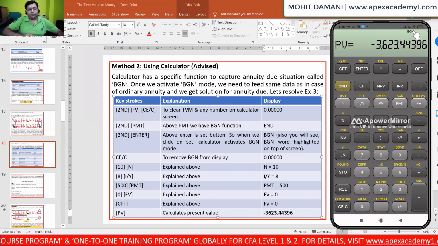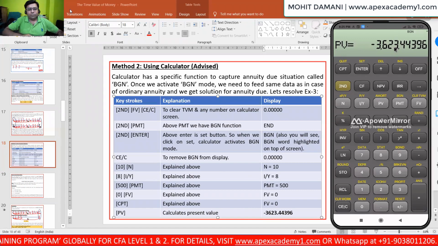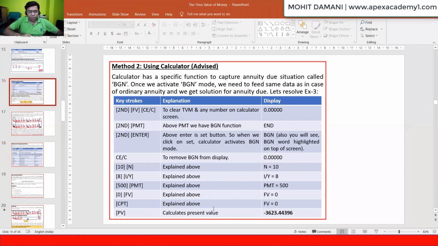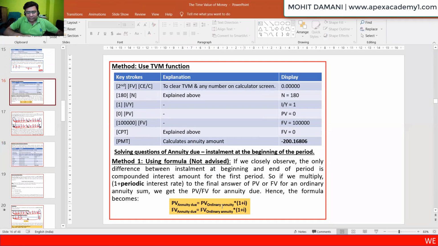Instead of using BGN, if we just reduce or increase the number of years, would it be the same answer? No, that is wrong. There is another way to do that. As I told you, it's not a normal class. Focus is this. This is the way.